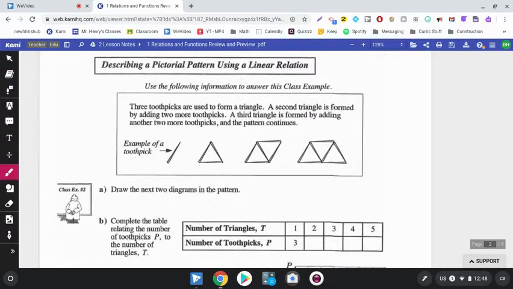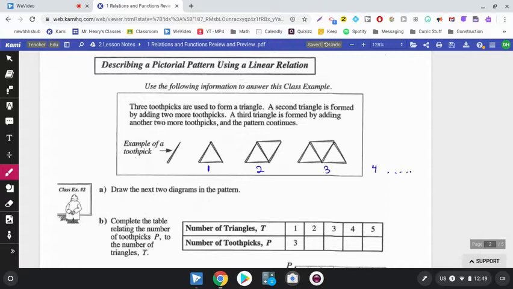It says 3 toothpicks are used to form a triangle. A second triangle is formed by adding 2 more toothpicks. A third triangle is formed by adding another 2. And the pattern continues. So I've got my first diagram, and then another one, and then another one. And we could foresee this going on and on and on. It even says, draw the next 2 diagrams in the pattern.